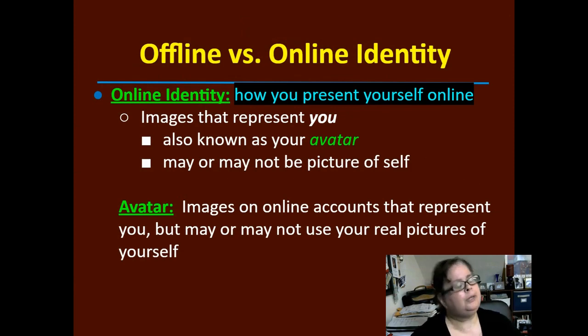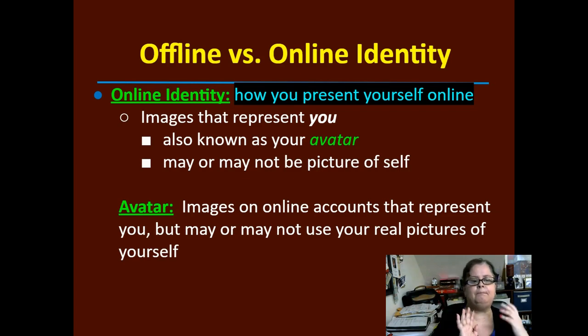Let's talk about offline and online identity. Online identity is how you present yourself online and how people will perceive you based on what you're showing to the world in a platform. So it could be the images that represent you, which is known as your avatar. What's interesting about that is it could be a real picture of you, or it could be a picture of somebody else. Avatars are online images of online accounts that represent you, but may not be real pictures of yourself. And so if you don't use a real picture of yourself and you're presenting yourself as a different person or different type of person, you're putting yourself at risk.